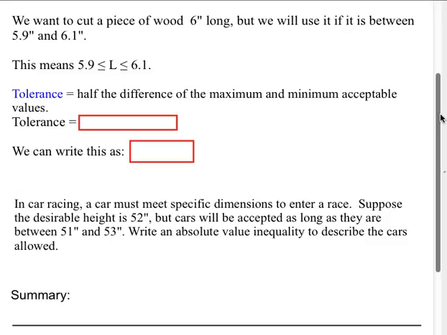So now we're going to talk about tolerance. So what does that mean the tolerance is in this case? How much error are we tolerating? Well, the tolerance is going to be half the difference from the maximum and minimum acceptable values. So here, that means our tolerance is going to be 0.1, okay? Or you could also think of it as 0.1 down to 5.9 and 0.1 up to 6.1. It's 0.1 in either direction. That's how much error we are willing to accept in this case, okay?